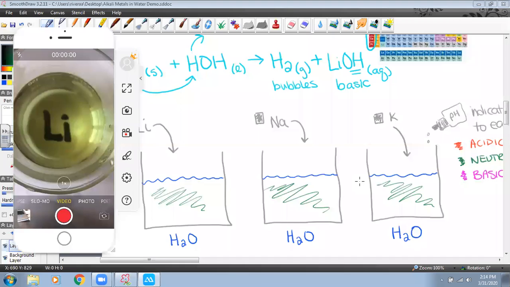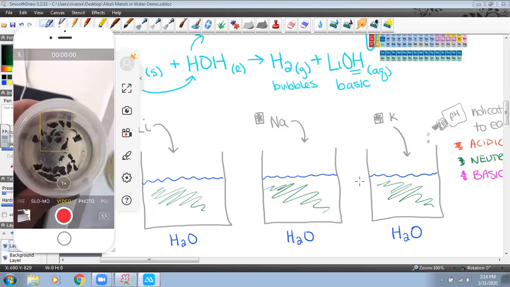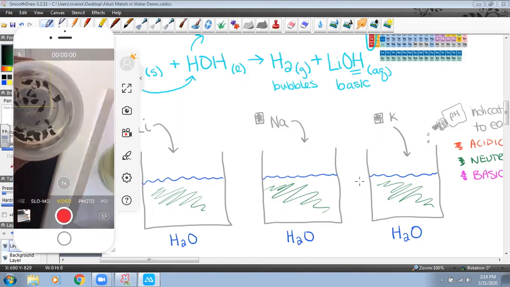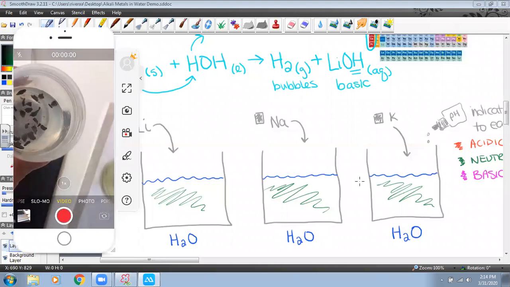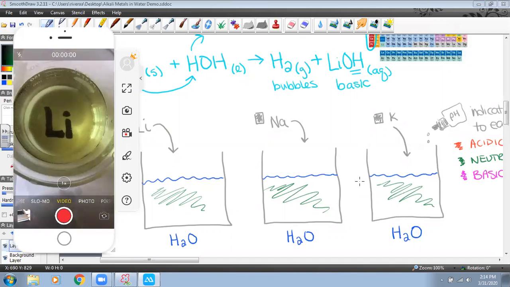to my beaker. If you guys want to see what these little pieces of lithium look like, I've just cut up some chunks of the lithium. They're kind of black in color because they've sort of oxidized with the air that is in this container. And I'm just going to grab one small chunk and plop it in there.